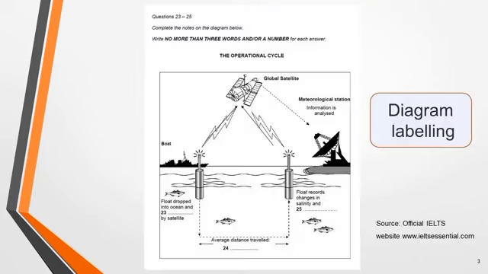In diagram labelling questions, you'll be given a diagram of a process, an object, a structure or a machine, and you must either fill in the missing labels or complete notes within the diagram. You could get almost any topic.